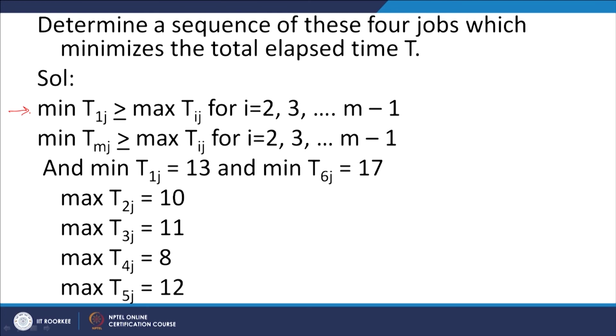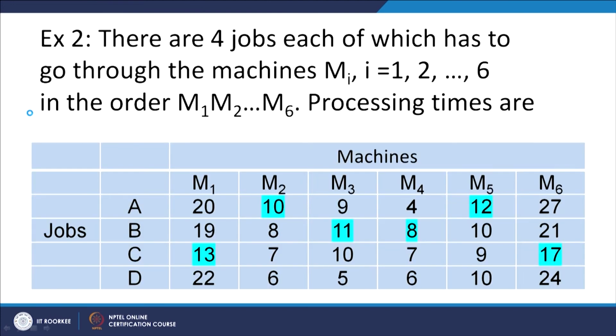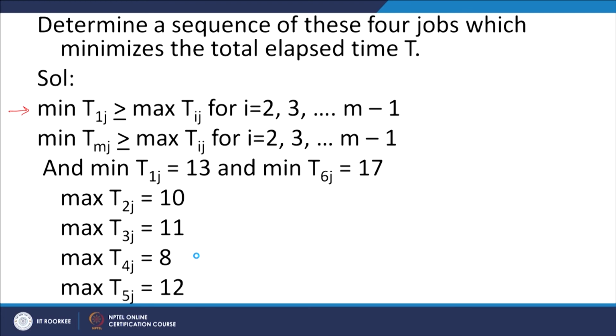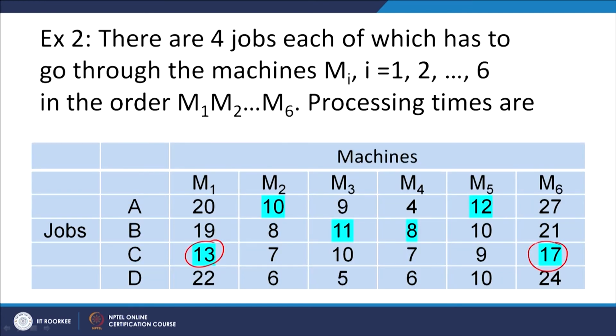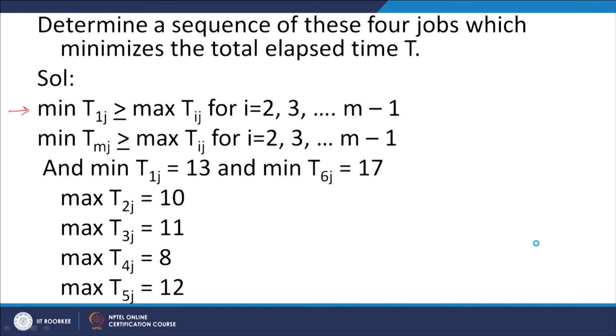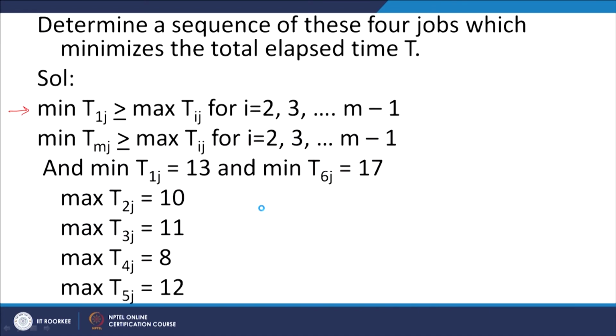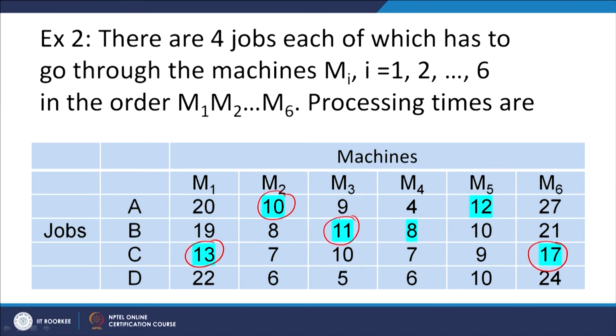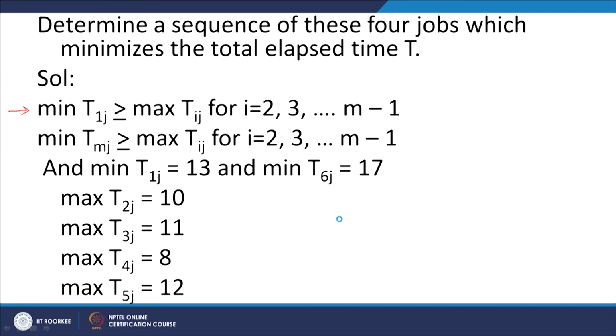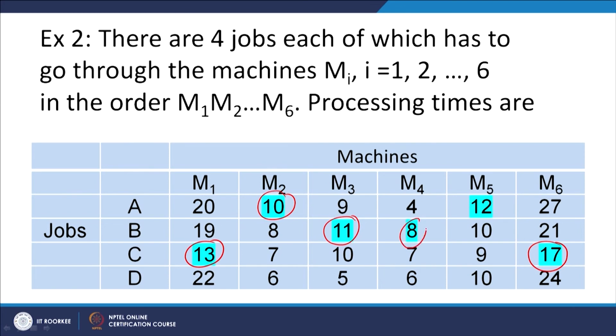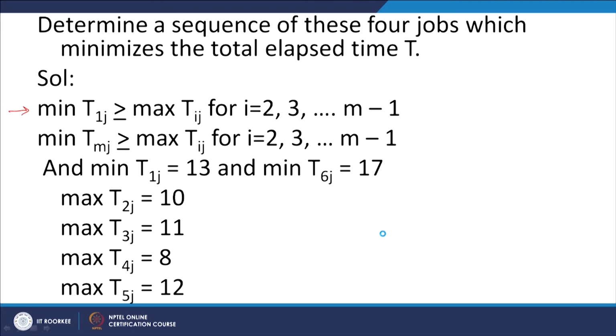Now, the minimum of T1j is 13 and the minimum of T6j is 17. Let us just look at it. Minimum of T1j is 13, here it is, and the minimum of T6j is 17. Also, the maximum of T2j is 10, the maximum of T3j is 11, the maximum of T4j is 8 and the maximum of T5j is 12.